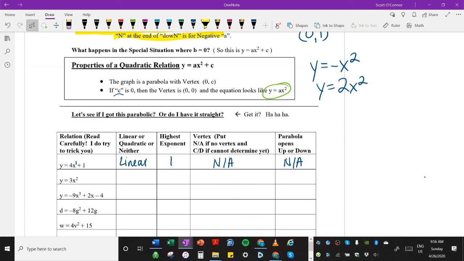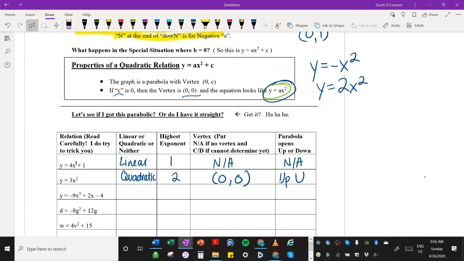y equals 3x squared. That is a quadratic equation. How did I know that? I knew that because I had a highest exponent of 2. What is the vertex? Look, if the equation is in the form y equals ax squared, that means the vertex is always (0, 0). You saw that right here. And then does the parabola open up or down? Well, the value of a is positive, and that means that it opens up. So you can write up, and it looks like that.